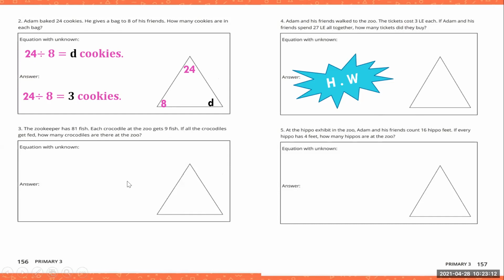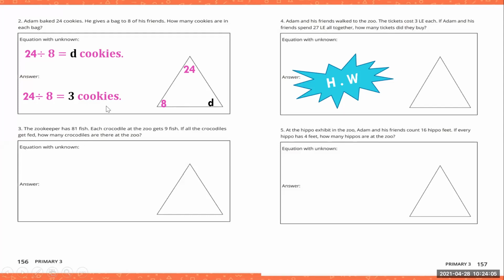Okay, great dears. Here, number three, the zookeeper has 81 fish. So the total fish are 81. Each crocodile at the zoo gets 9 fish. If all the crocodiles get fed, how many crocodiles are there at the zoo? So I will distribute 81 equally to make groups of 9, groups of 9.